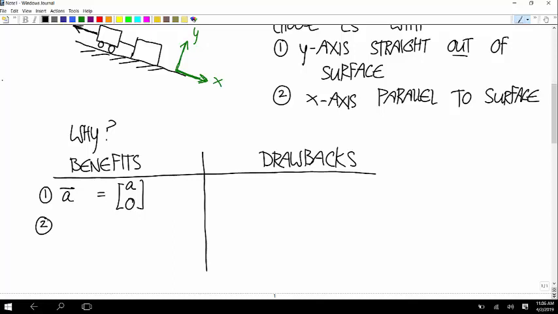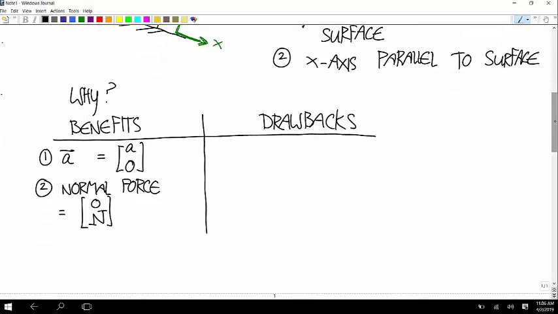Second, the pushing contact from the surface, the normal force, is always just going to be equal to 0, N. It always acts straight out of the surface. So no matter what the problems look like, you know how to represent those, no matter what the angle is or anything like that. Otherwise, both of those would have x and y components and just be a pain to deal with. Conceptually, it's no harder to deal with, but you'd have to use cosine and sine to figure out all these things.